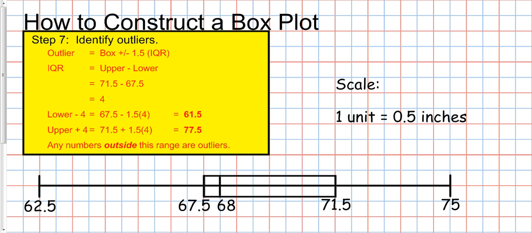In this particular set of data, our lowest number is 62.5, which falls within our brackets, and our upper number is 75, which falls within our brackets. So we can say in this set of data that we have no outliers. Several times we will find that there are outliers, and we usually indicate those with a star that extends on the outside of that, and we'll look at one of those later on next week.